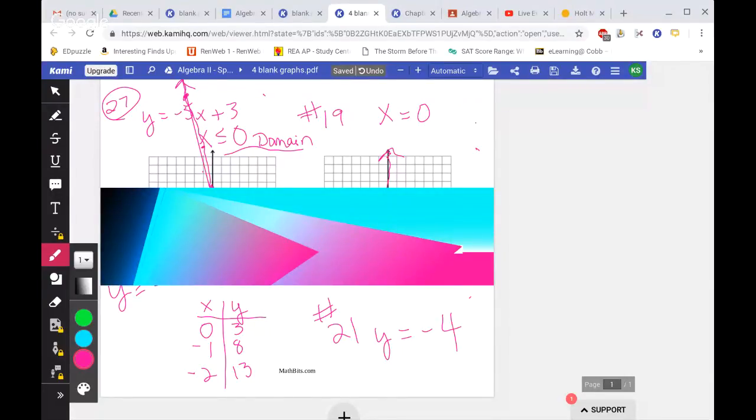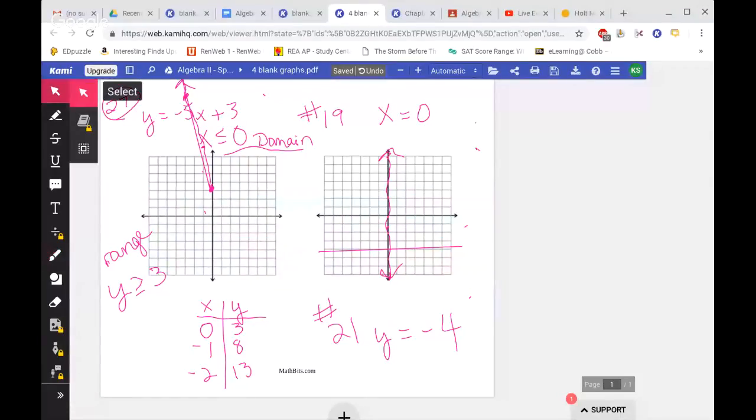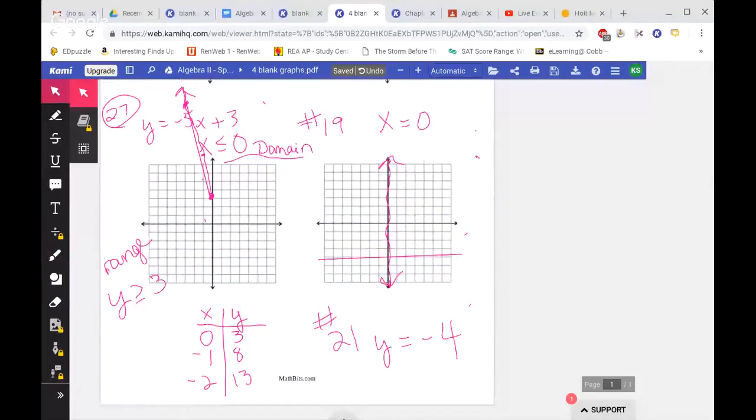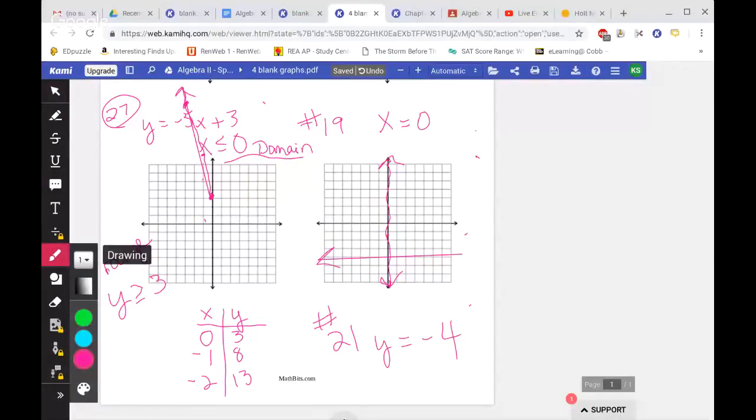Mine looks a little vertical, even though I tried very hard to make it straight. That's a horizontal line that runs through -4, because that means no matter what my x is, my x could be 2, my x could be -2, it could be -5, -6, but y is always going to be -4. It never changes. So it is a horizontal line. An x equals is always a vertical line, and a y equals is always a horizontal line.